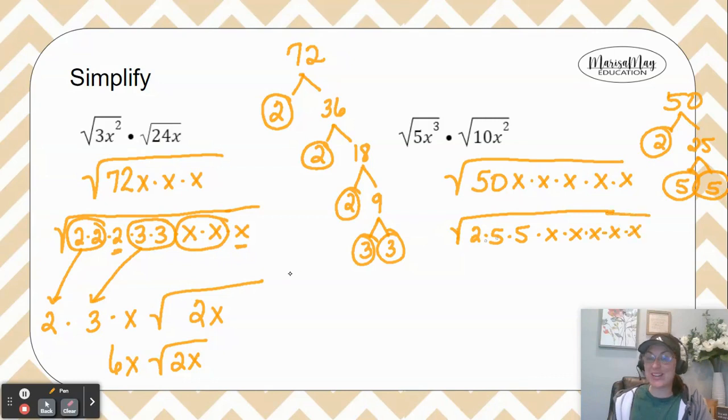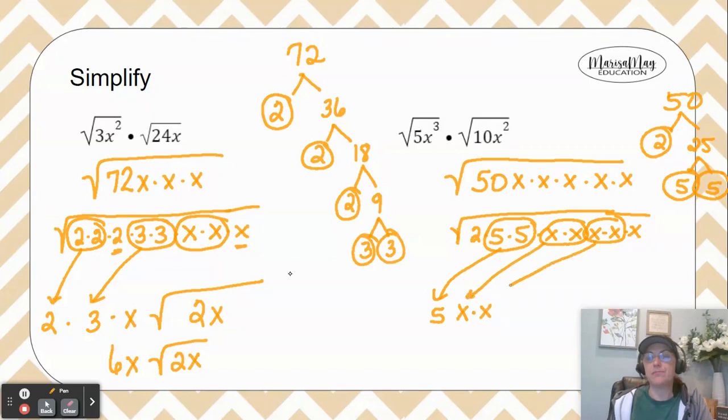And remember, we're looking for pairs. So I've got a pair of 5's coming on the outside, being written as a 5. And then notice I've got 2 pairs of x's. So I've got an x times x here because I write an x for each pair. Anything that didn't have a pair gets left underneath. That's 2x. And then you can write the outside as 5x to the second on the square root of 2x.